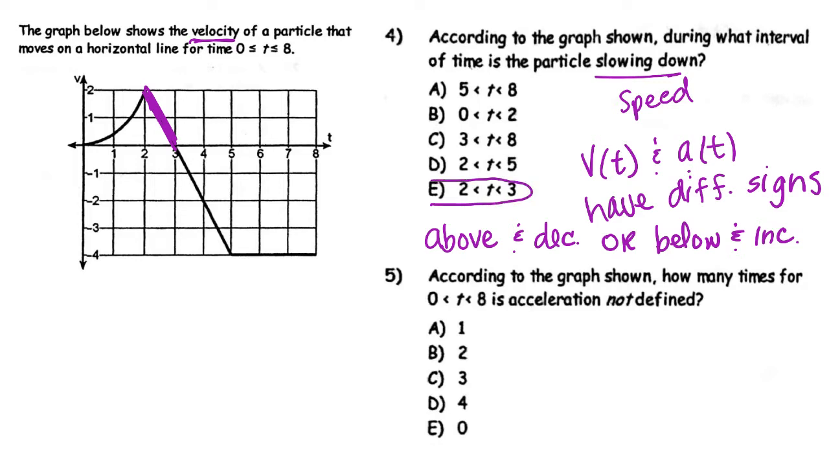Now the other option would be to take all the negative parts and flip those over, and that would give you the graph of speed, and that would generate the same answer.